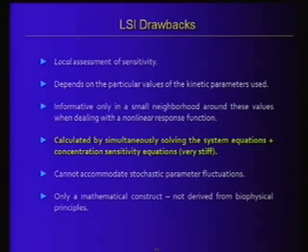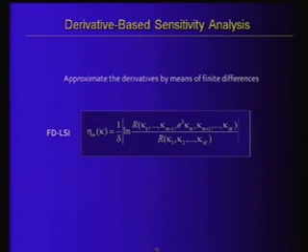You can solve this problem of stiffness by approximating these derivatives by means of finite differences, and you can come up with formulas like this, where now you don't derive differential equations for the derivatives, but you keep all the parameters constant. You calculate the response for parameter Km. You calculate the response by perturbing the parameter Km by some amount. You find the difference of the responses, and you come up with this index. And we call this the finite difference local sensitivity index.